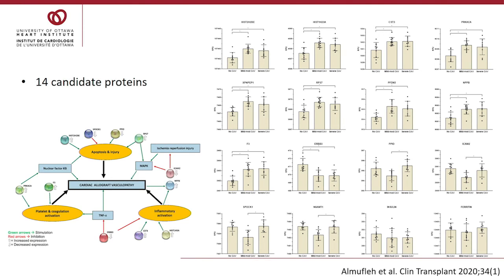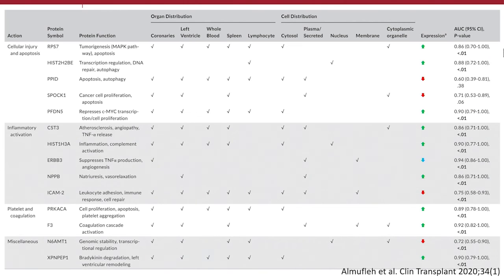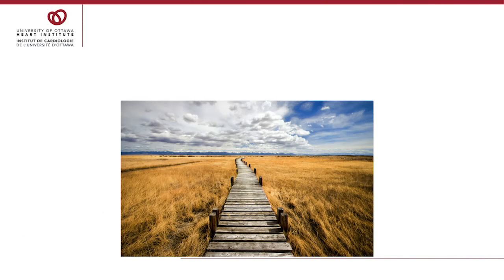When these were entered into pathway analysis, they were found to be important in 3 areas: apoptosis, inflammation, and platelet coagulation and activation, all pathways that have been described to be involved in CAV. These markers will now be tested in our ECAV cohort to see if we're able to validate. Of note, preliminary ROC curve analysis also showed that they all had fairly good discriminative ability to detect CAV. So where to from here?